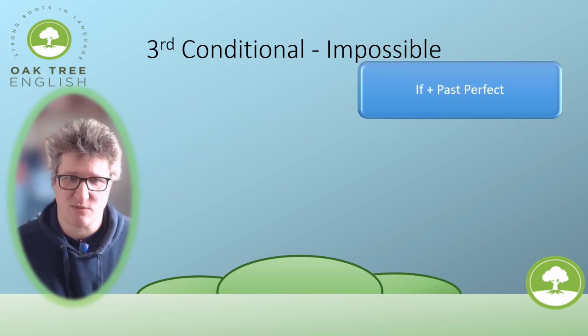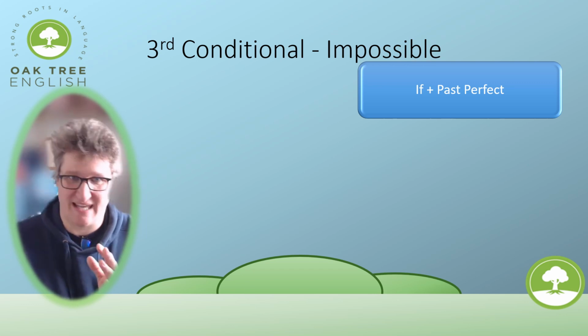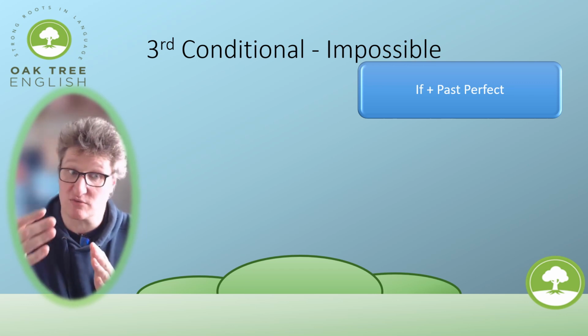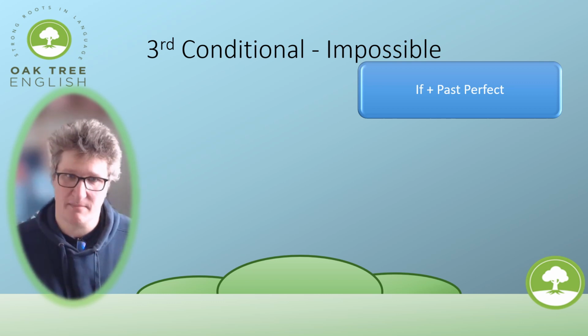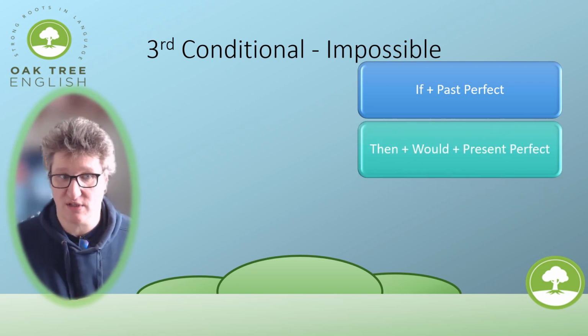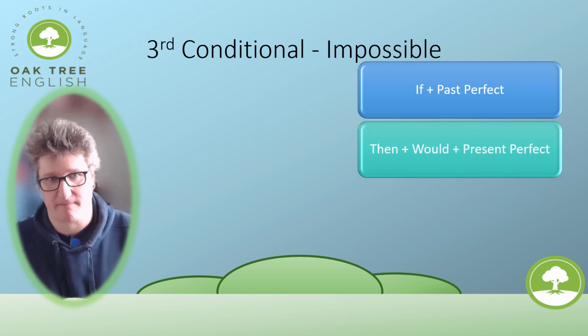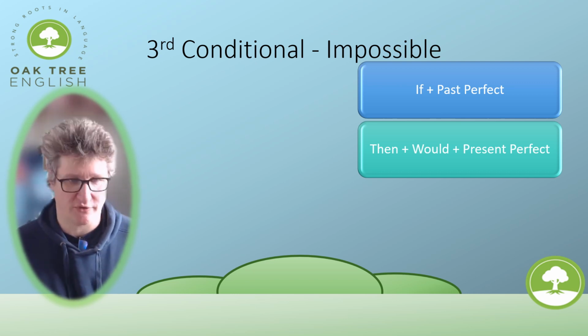So this would be if plus the past perfect. Notice it's less likely, so it goes back a tense. This is about as unlikely as we can get, so it's a past perfect. And then the then clause is would plus the present perfect. What's that? You want to see that in action? Once again, I'm there for you.